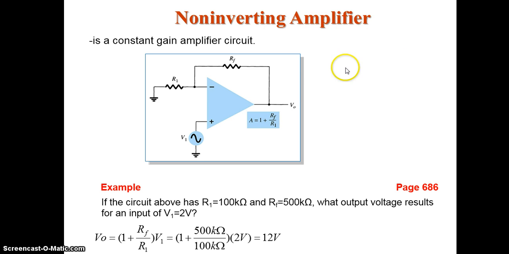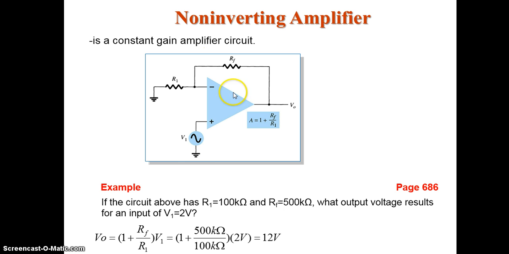Since it is an amplifier, it will have negative feedback. So the connection of output to input through the RF resistor will remain the same. Now we apply input to the non-inverting input terminal and the inverting terminal is grounded. Hence it is called a non-inverting amplifier.